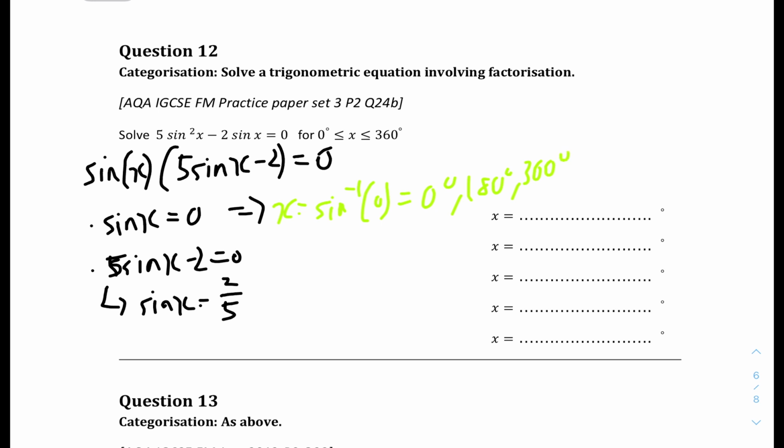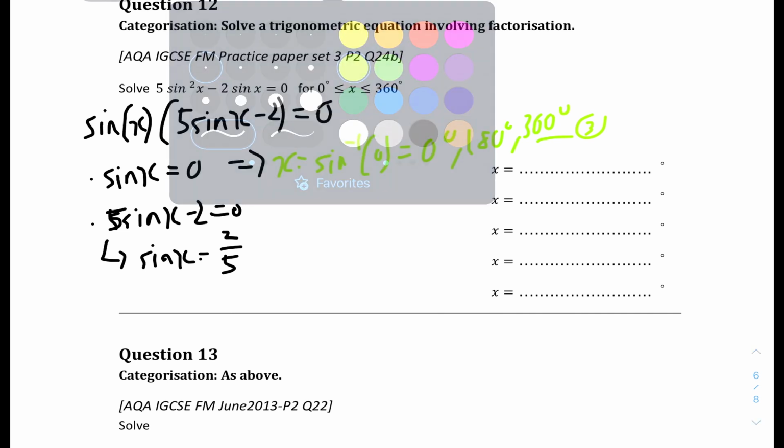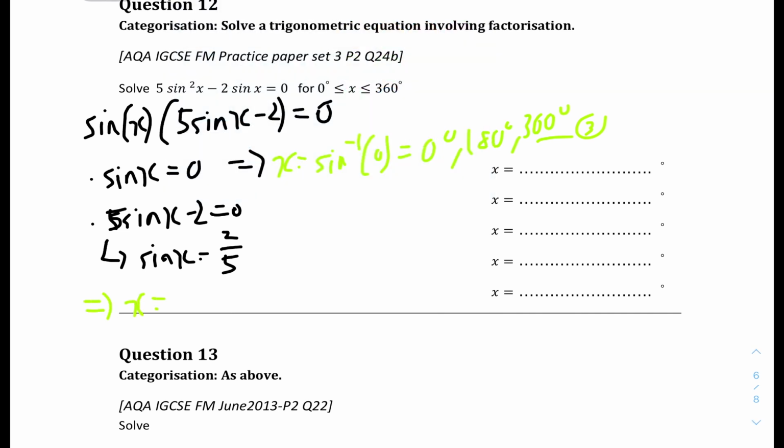Like so, the first three answers will be this, and the two last answers will be from here. x equals sine inverse 2 over 5. That will get us sine inverse 2 over 5, which is 23.6 degrees. And then the second answer will be 180 degrees minus the first answer, which is 156.4 degrees. Like so, and these are the two answers.